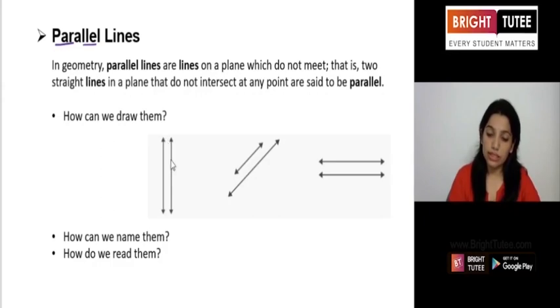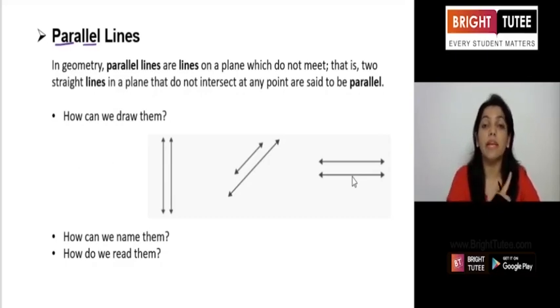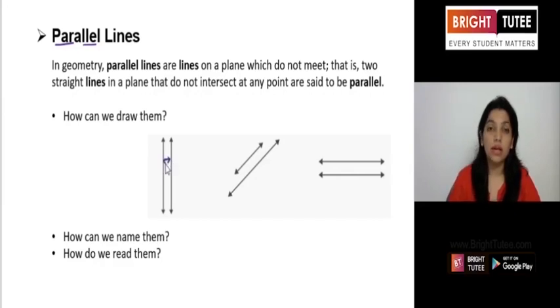So clearly you can see that the two lines drawn in each of these images are going endlessly in both the directions, but they will never meet at any point. We just learned about intersecting lines, and the intersecting lines were meeting at a point of intersection. But here, parallel lines never meet each other. They are always at a certain distance from each other, and this particular distance between them is always fixed.